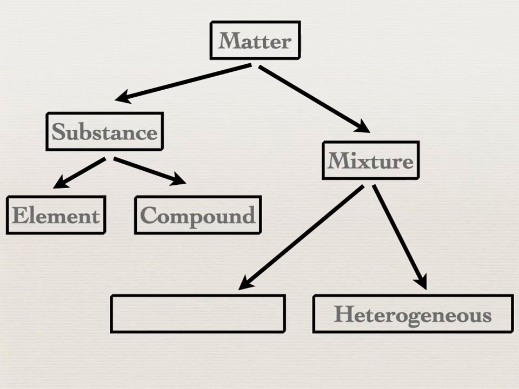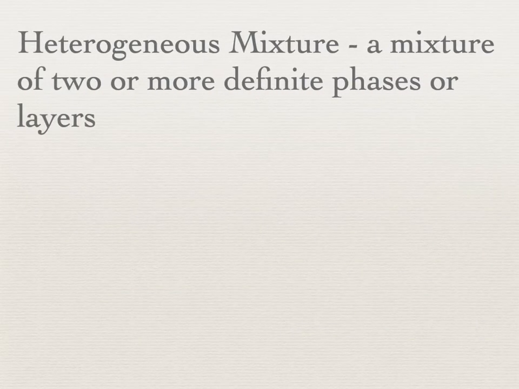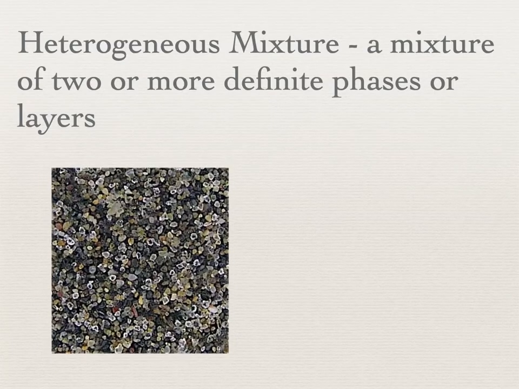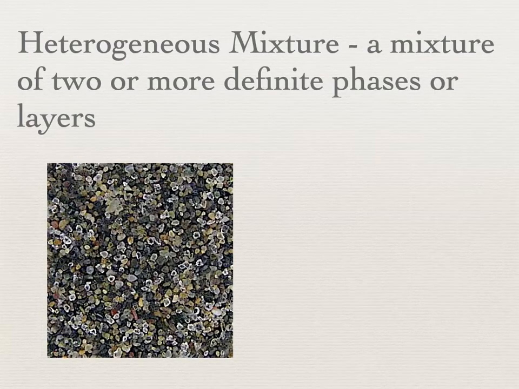Mixtures come in two forms. The first type is called a heterogeneous mixture. A heterogeneous mixture is a mixture of two or more definite phases or layers. So you can think about going to the beach and looking across the sand on the beach, and that sand often looks like it's fairly uniform. If you get it under a microscope, though, you're going to see a bunch of different parts and pieces of different stuff that break up into different layers or phases of different materials.